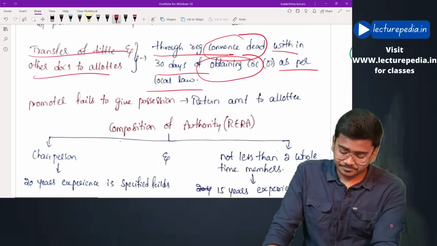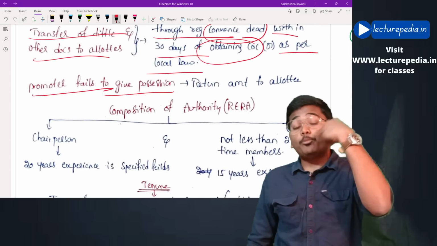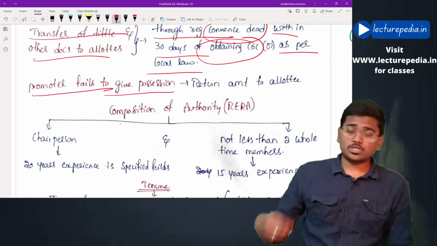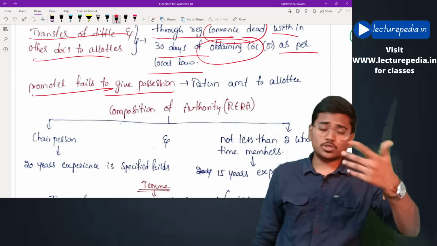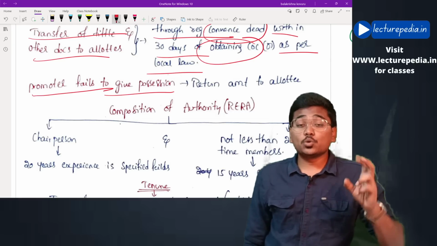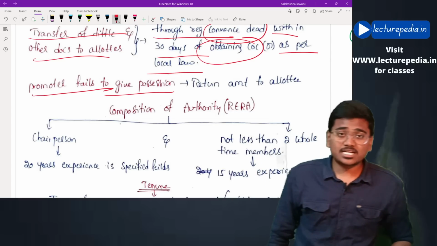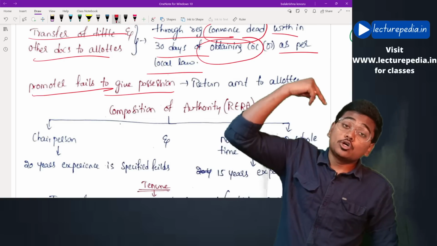Hope this is clear. Next, what if the promoter fails to give possession of the property to the allottee? If he fails to give possession of the property to the allottee within the time specified, then he has to return the amount that has been collected from the allottee along with interest and also compensation.